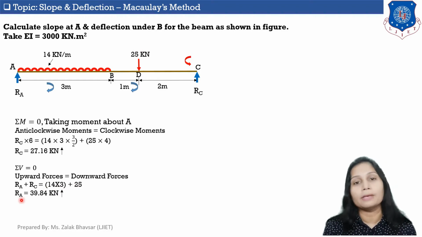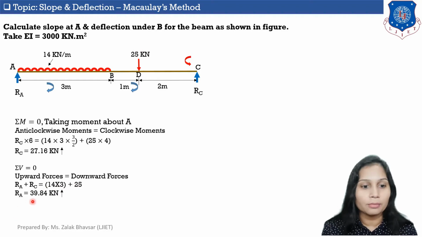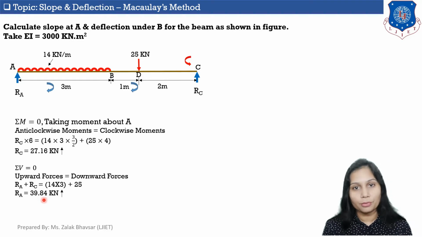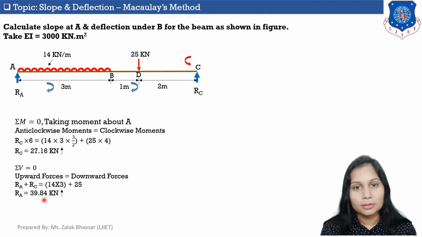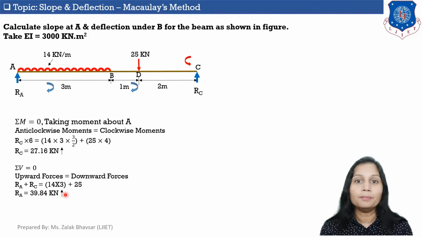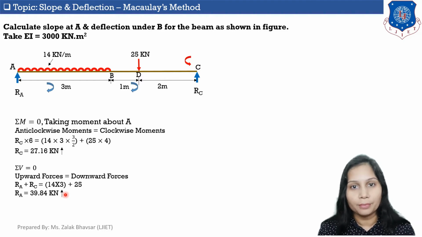If I solve this, I will get value of RA is equal to 39.84 kilonewton, which is positive. It means it is acting in an upward direction. So we completed with step number 1.